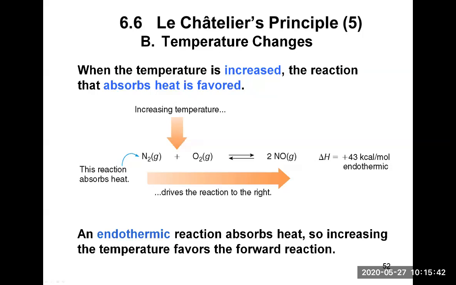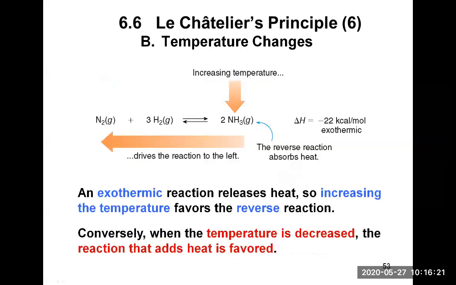So let's say now the temperature change is an increase in temperature. So when the temperature is increased, the reaction that absorbs heat will be favored. So here, if we are increasing the temperature of the reaction vessel, given that it's an endothermic reaction, this will favor the endothermic reaction because we give the heat that is necessary for the reaction to occur. So this will drive the reaction to the right. So an endothermic reaction absorbs heat, and so increasing the temperature favors the forward reaction.